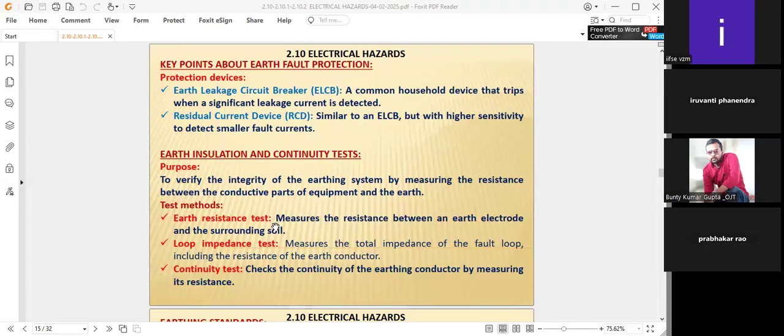One is the earth resistance test, which measures the resistance between the earth electrode and the surrounding soil. You have to check whether the earthing facility is done at your place. The soil conditions also we have to see, since the earth resistance test measures the resistance between an earth electrode and the surrounding soil. The surrounding soil condition, such as wet soil or a wet condition nearby, also has to be checked. That's why the resistance between an electrode and the surrounding soil will be taken care of.